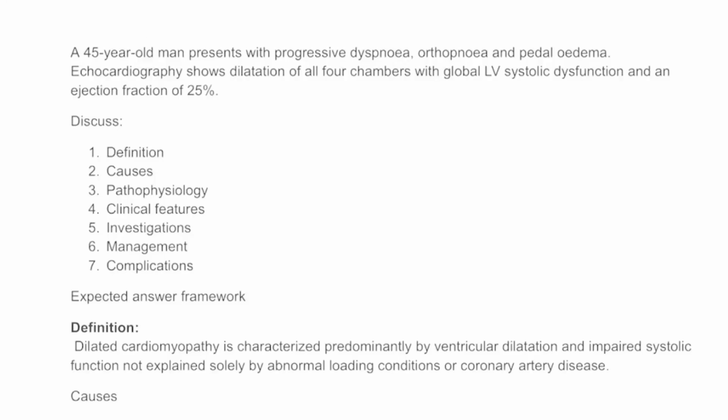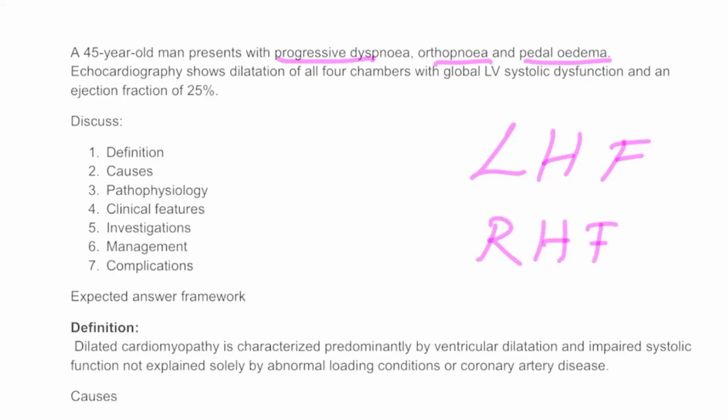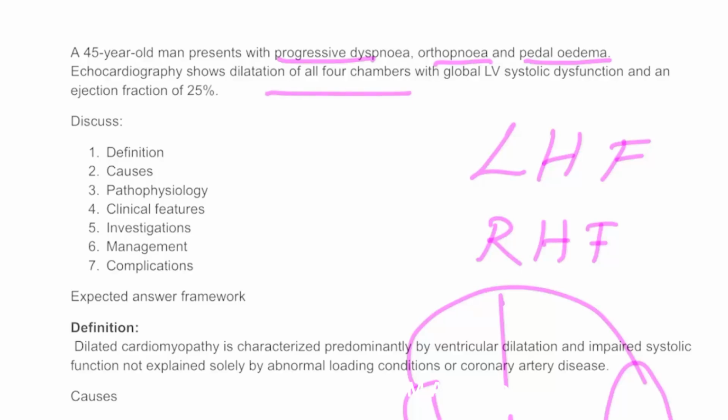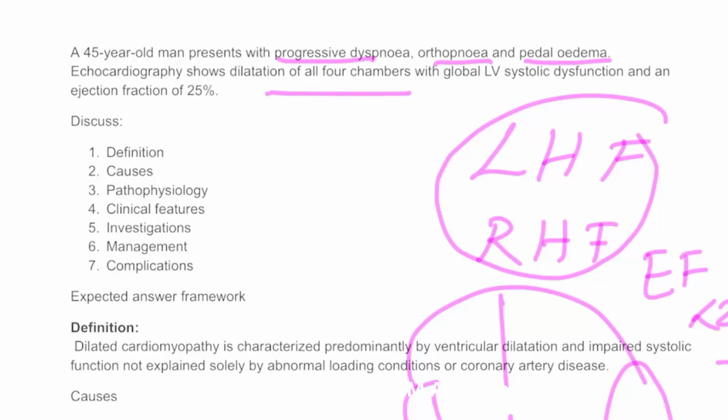So this is a 45-year-old man presenting with progressive dyspnea. Dyspnea, if it is cardiac, is likely to be due to left heart failure. There is orthopnea and pedal edema. Pedal edema, if it's cardiac, means you have to think the patient has right heart failure symptoms. Echo shows dilation of all four chambers. So you now understand that the patient has a dilated heart. All the chambers are dilated. Ejection fraction is less than 25%. So this means the patient has symptoms of biventricular failure and a reduced ejection fraction.